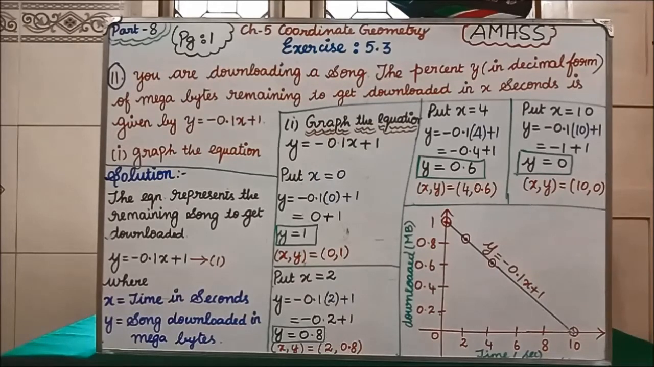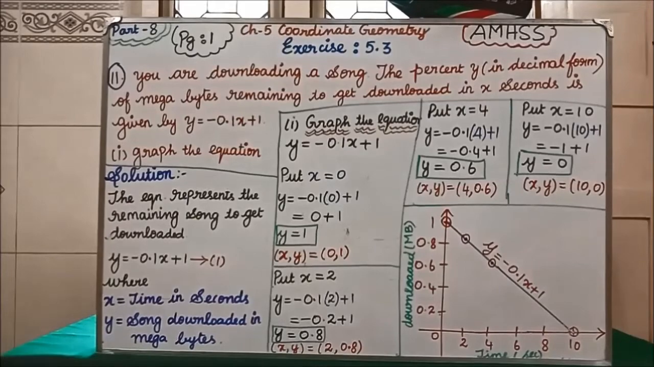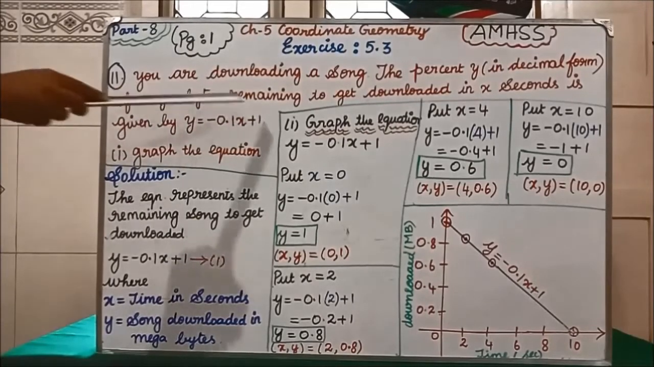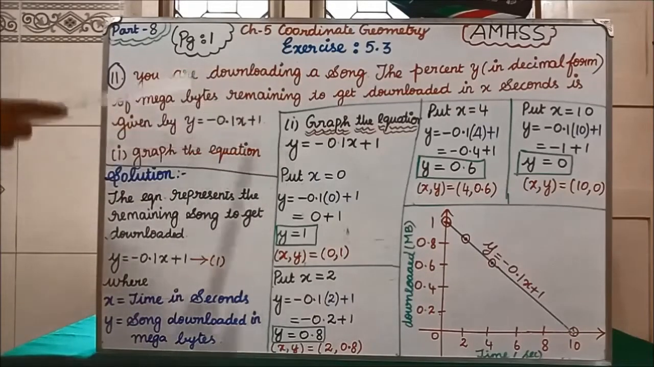That is the question. But in the first subdivision, they are asking us to show the equation in the graph. This equation we have to show in the graph. Given the equation, EQN in short form I have written equation, so you write it in full form. Clear? Now we'll start the solution. The equation represents the remaining song to get downloaded.